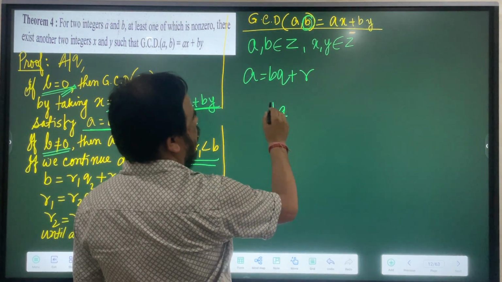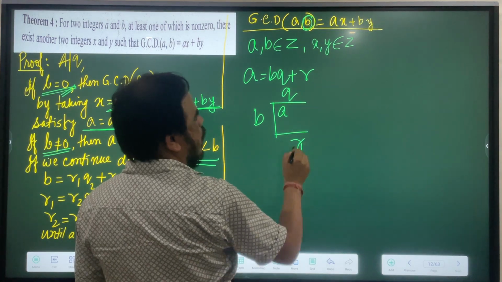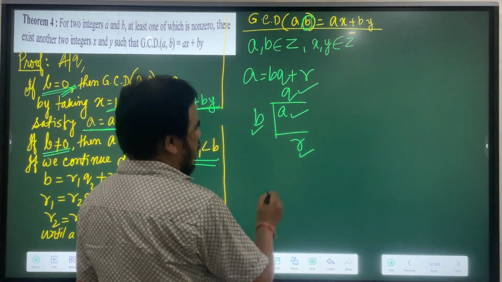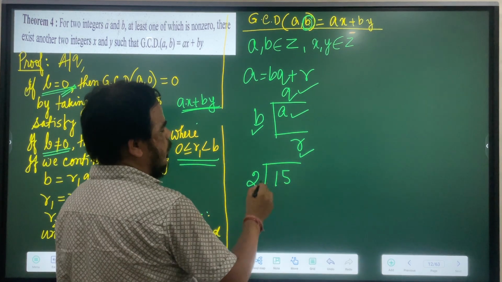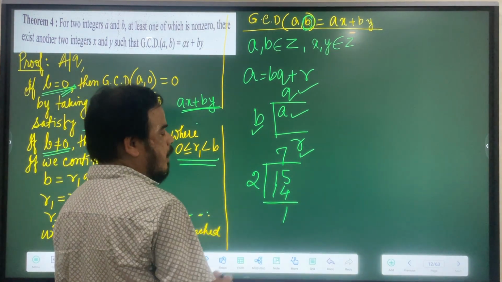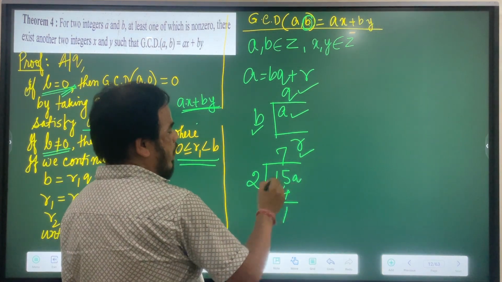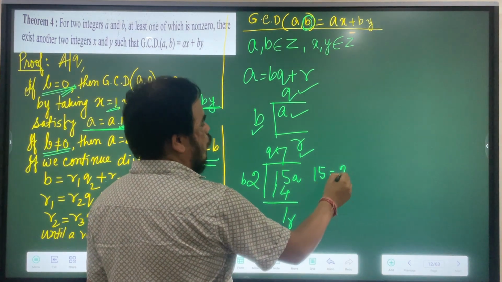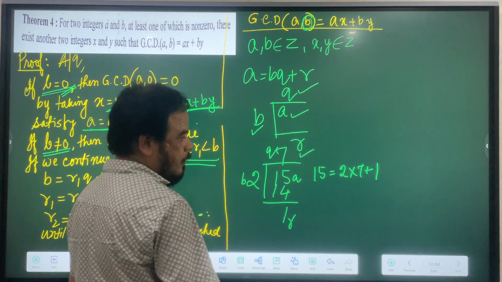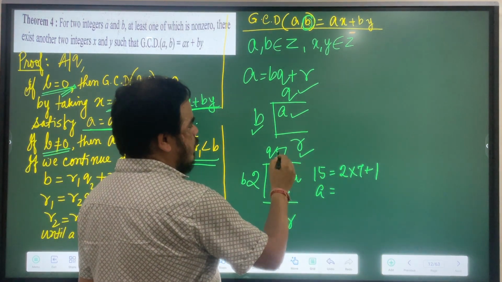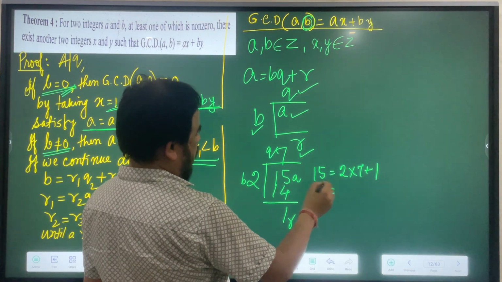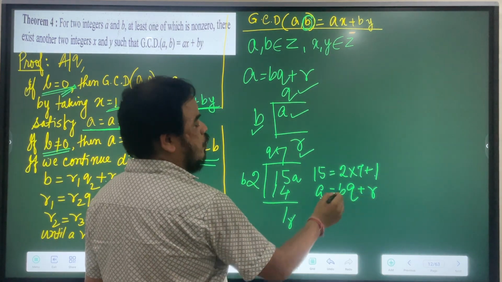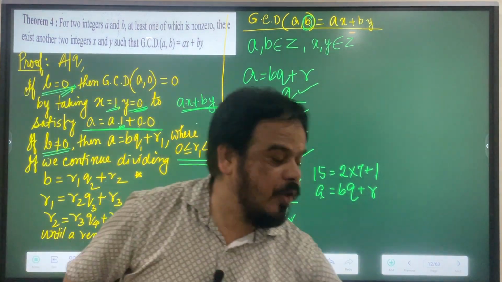A, b, q, r: this is the dividend, this is the divisor, this is the quotient, this is the remainder. If 15 is divided by 2, 2 sevens are 14, remainder is 1. This is a, this is b, this is q, this is r. So 15 is equal to 2 into 7 plus 1. 15 means a, 2 means b, 7 means q, plus 1 means r. So a equals bq plus r. This I already explained in the first theorem.